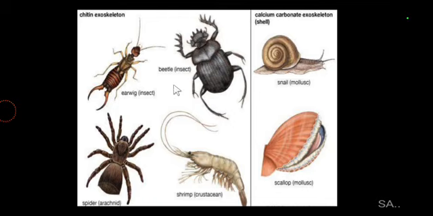There are insects that possess a chitin exoskeleton. We have arachnids, a spider, that possesses a chitin exoskeleton, and shrimp, which is a crustacean. On the other hand, if you look at the calcium carbonate exoskeleton, that is actually forming the shell. So you can see the snail here and the scallop that possess the exoskeleton made of calcium carbonate. I hope that you have got it.